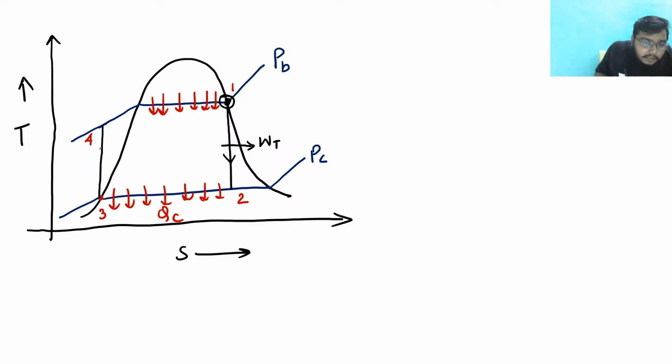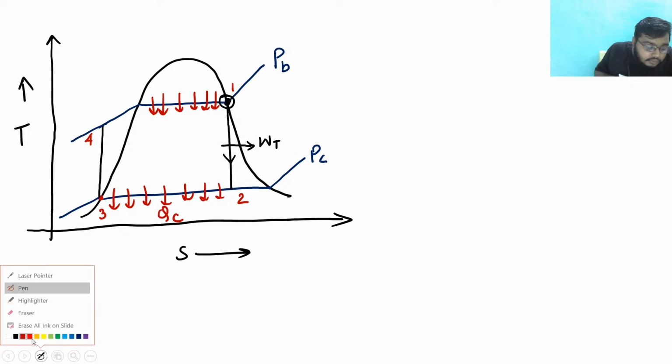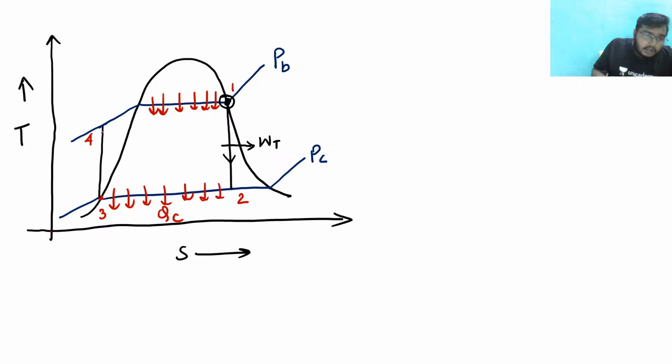See, once it has reached state 4, from state 4 to state 1 heat is being added, and this heat which is being added is the boiler heat. Okay, and see, this is the direction. So I think this TS plot is clear to you.